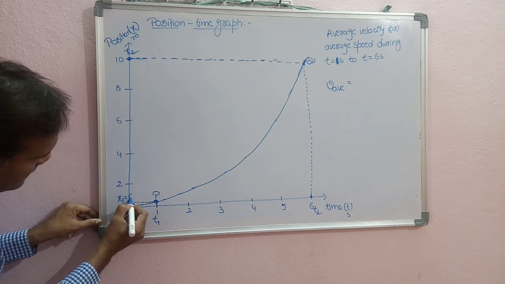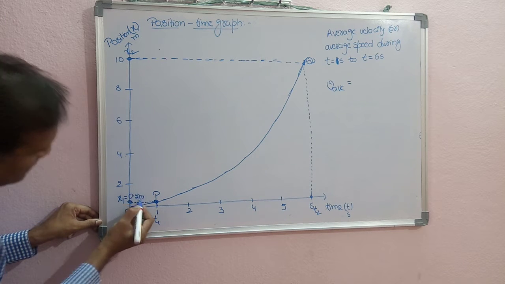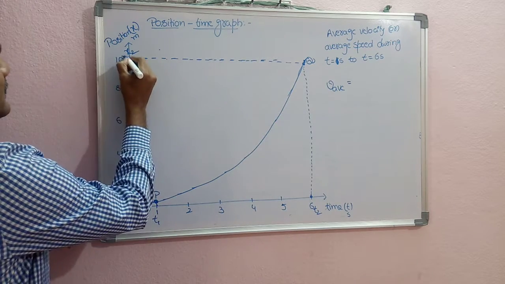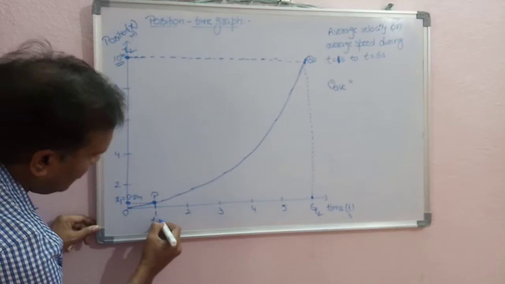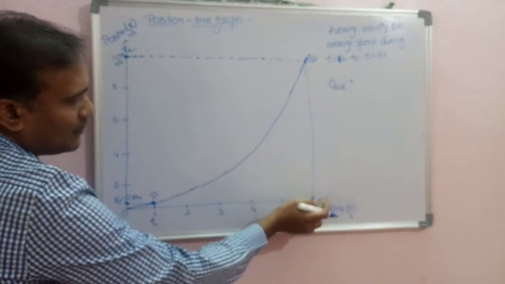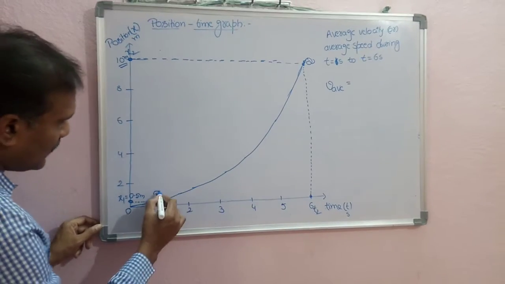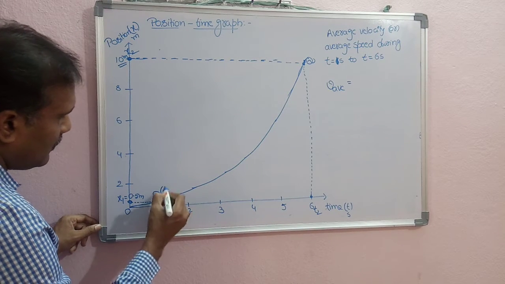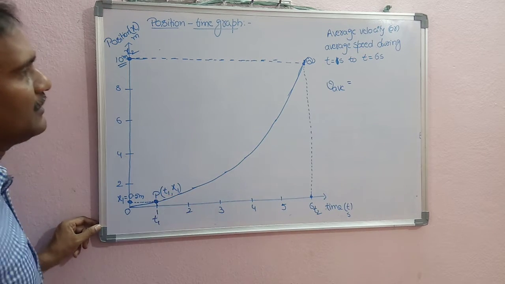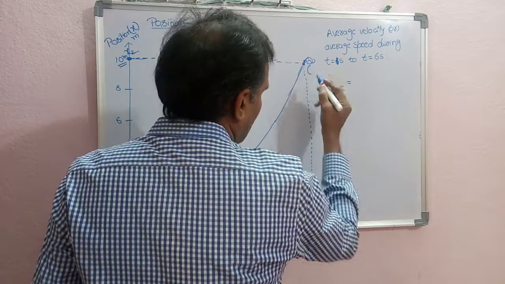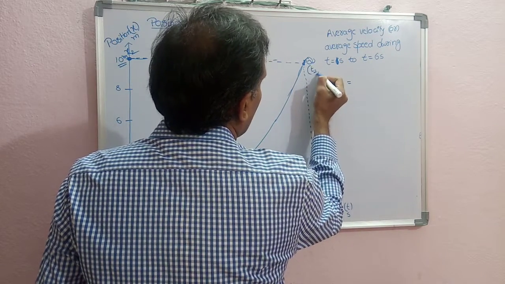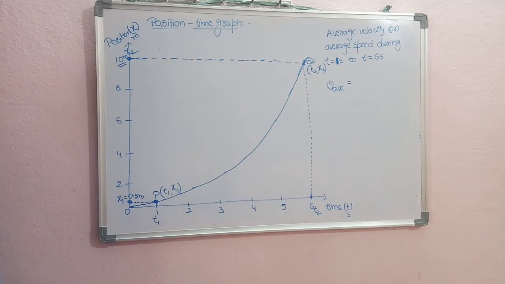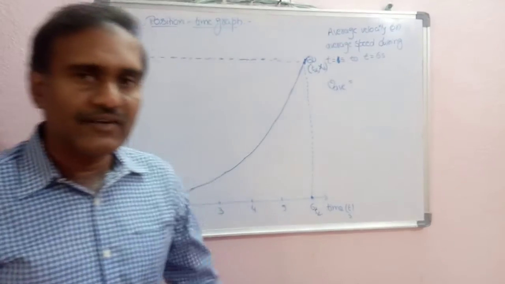Approximately this x1 is equal to 0.5 meters. x2 is equal to 10 meters. And t1 is equal to 1 second, t2 is equal to 6 seconds. Now what are the coordinates of P? X coordinate t1, y coordinate x1. Here Q coordinates are t2 comma x2. Now, average velocity or average speed.